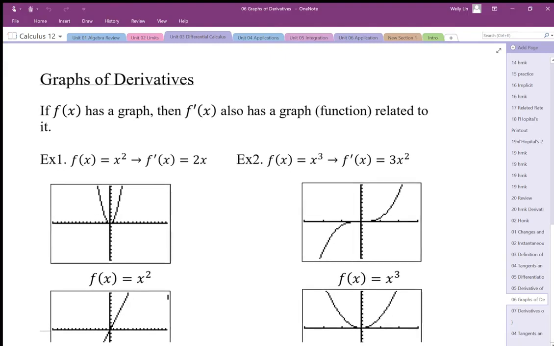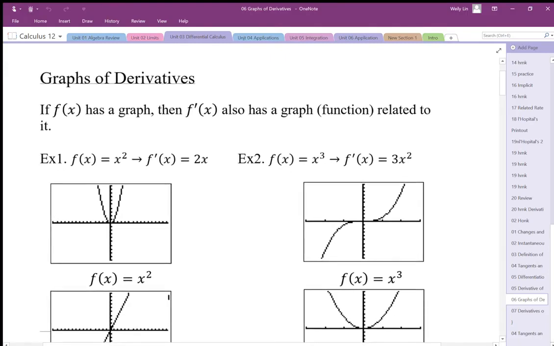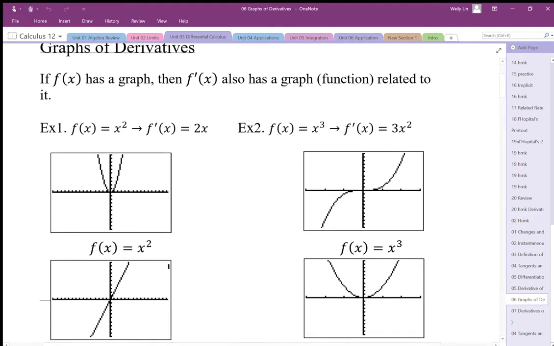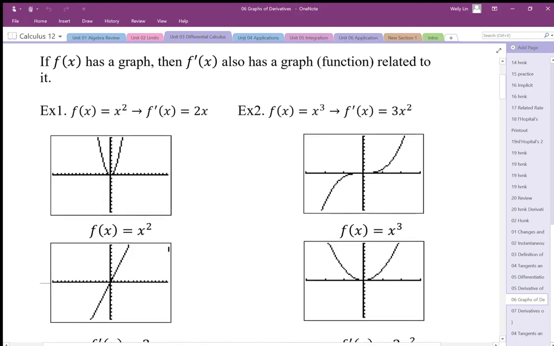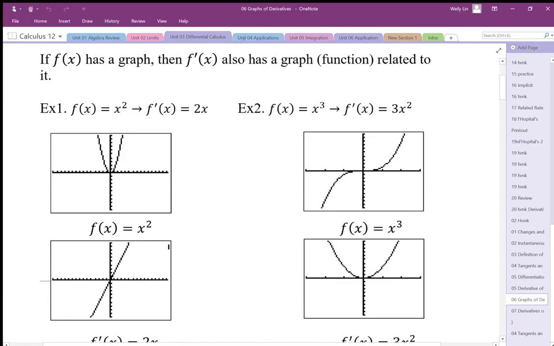And we want to start relating the graphs of the f of x function to the graphs of the f prime function, or the derivative function. And again, the idea is the y values of the slope function should reflect the slope values on the original function. Okay, so I've given you two derivatives here. Let's look at the first one, x squared. The derivative works out to be 2x.